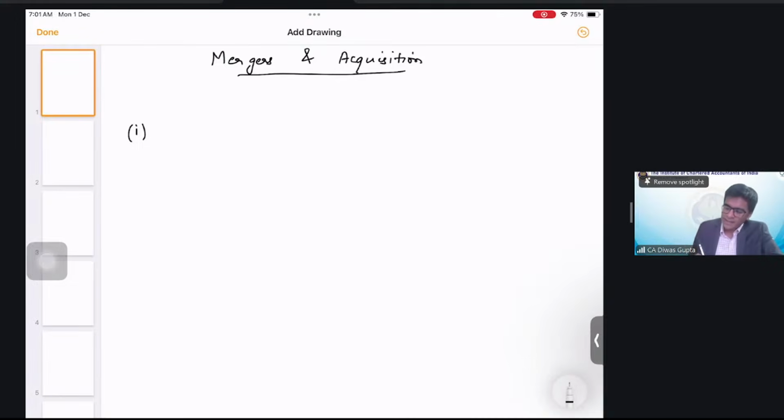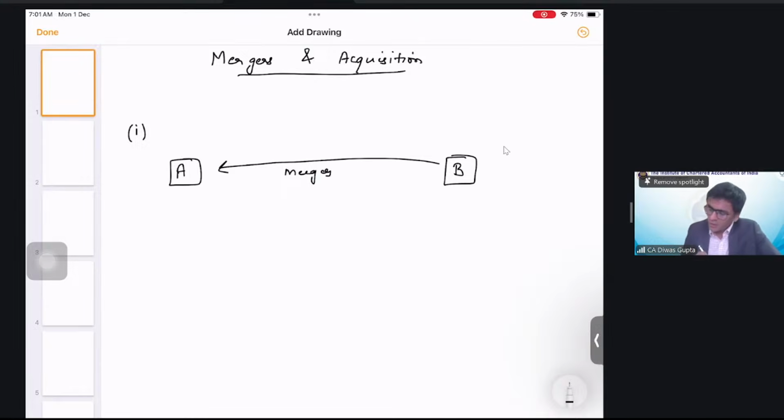So, the first one is, let's say there are two different companies called A and B. The B company merges into A. This is the most common form of a merger and acquisition. So the B company merges into A. That means what? The business of B gets into A. All the assets and liabilities of B get into A. The employees also get transferred from B to A. So everything that B has gets transferred to A.